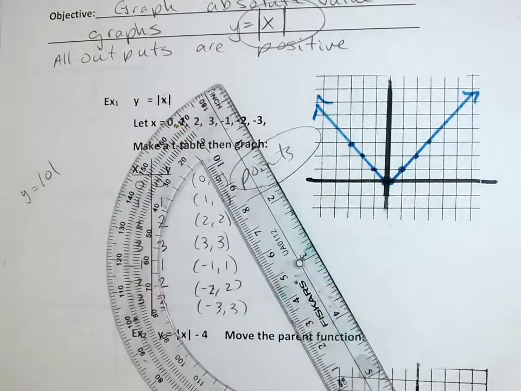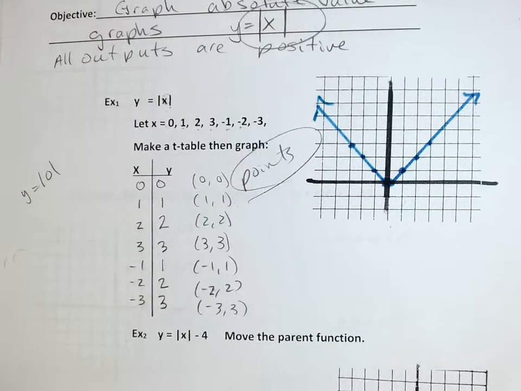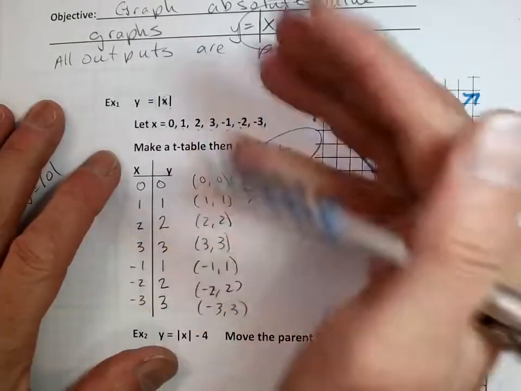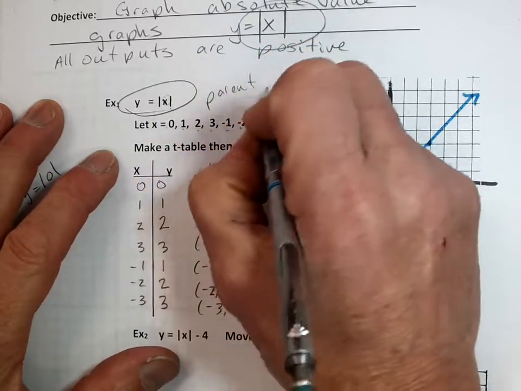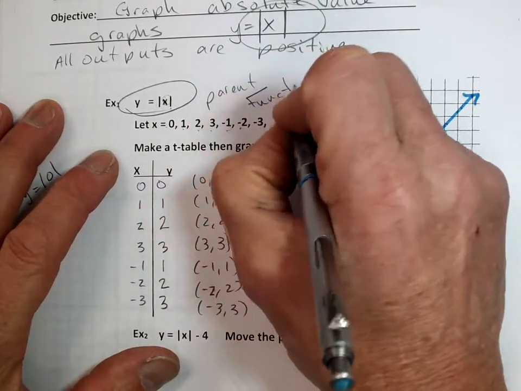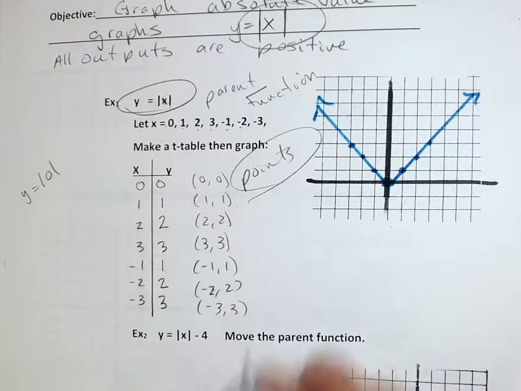Now this is called the parent function, the basic graph. The basic graph is called the parent function. Somebody last period said, well, Mr. Stevens, why do they call it parent function? I go, well, could have called it the standard graph. Could have called it the basic graph, right? They just choose to call it the parent function. It's the basic graph.